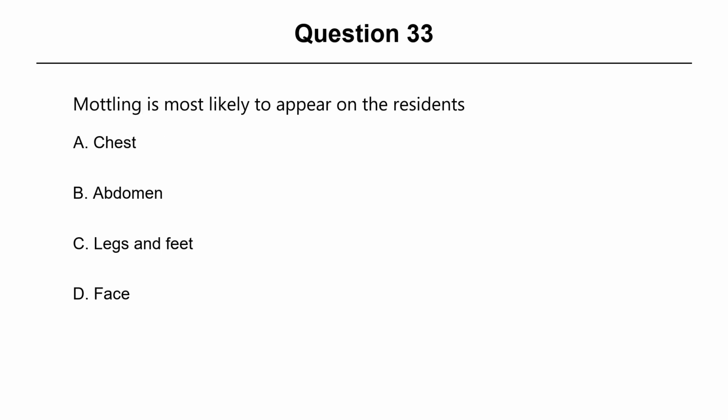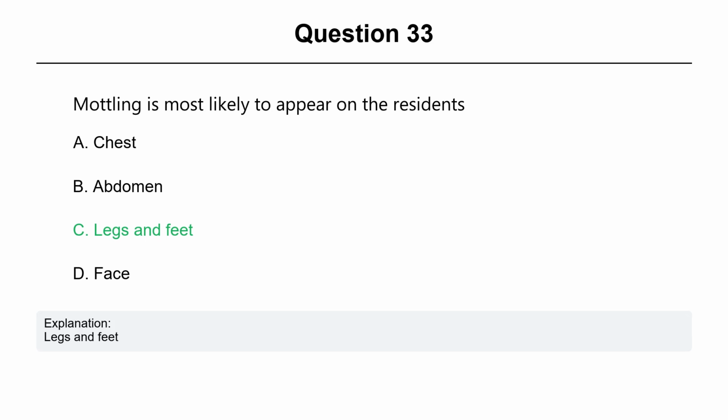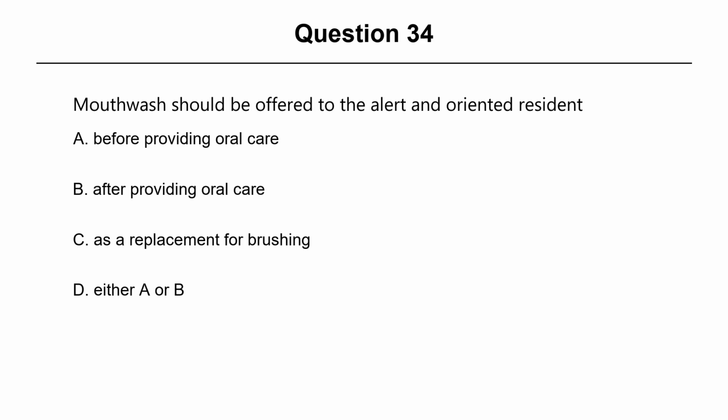Question 33. Mottling is most likely to appear on the resident's: Option A, chest. Option B, abdomen. Option C, legs and feet. Option D, face. The correct answer is option C, legs and feet.